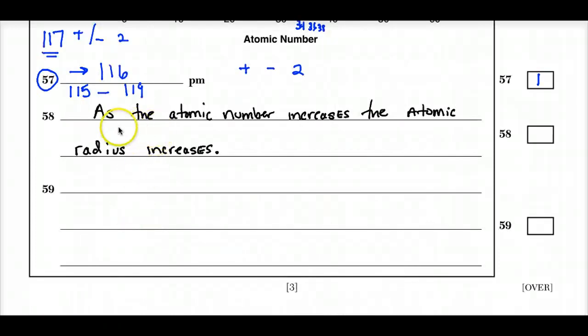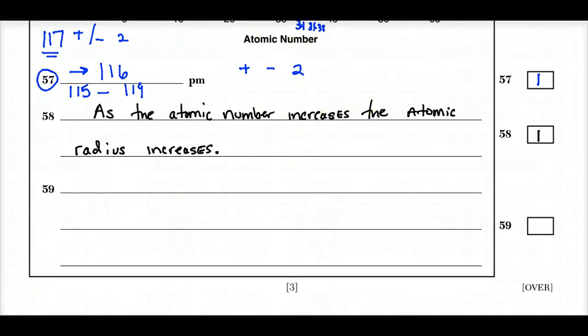So number 58, as the atomic number increases, the atomic radius increases. So very simple, and you could say this in many different ways. You could basically say the ionic radius increases, or in group 2, as you go down a group, it increases. There are many ways to say that. Bottom line is, as the atomic number increases, so does the atomic radius. And we know that's because of that shielding effect, or adding electrons to shells farther away.